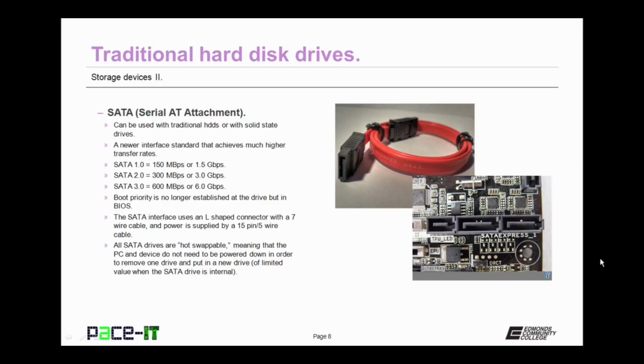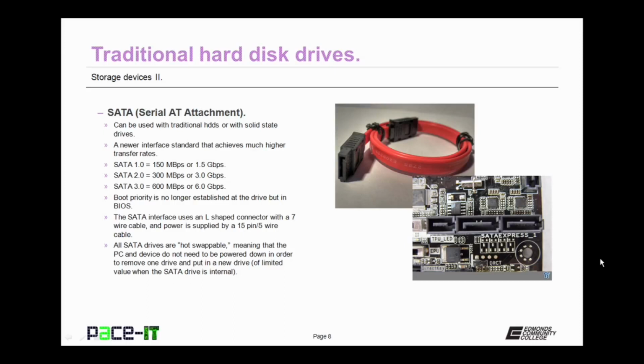Then along came serial AT attachment, SATA. It can be used with traditional hard drives or with solid-state drives. Now it's a newer interface standard and it achieves much higher transfer rates. SATA 1.0 was capable of 1.5 gigabits per second transfers. SATA 2 was capable of 300 megabytes or 3 gigabits per second transfer, and SATA 3 has a theoretical transfer rate of 6 gigabits per second.